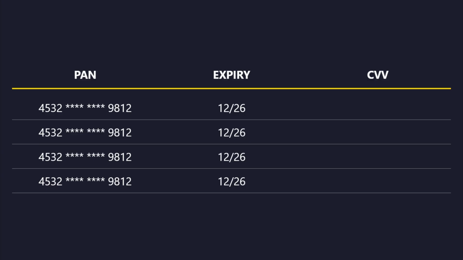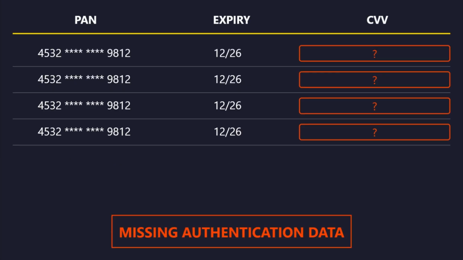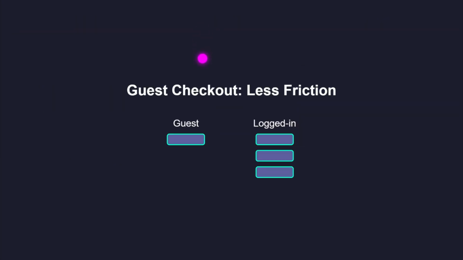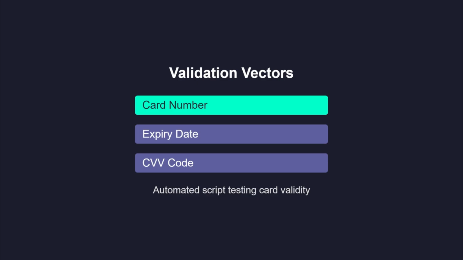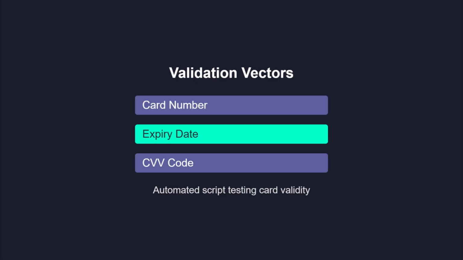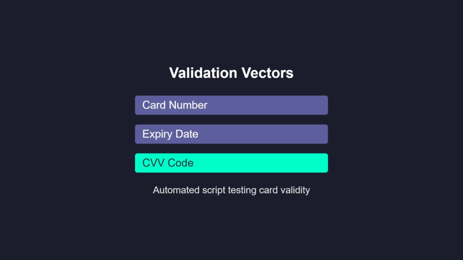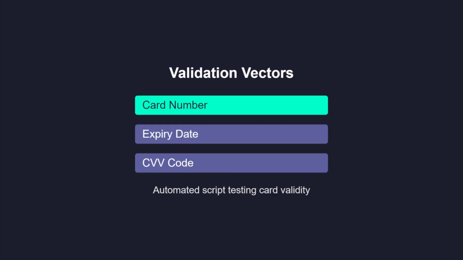These lists typically contain the primary account number and expiry date, but often lack the card verification value required for final authorization. Card stuffers target guest checkout endpoints because they require less friction than logged-in accounts. Every input field on your payment page serves as a potential validation vector for an automated script testing card validity.